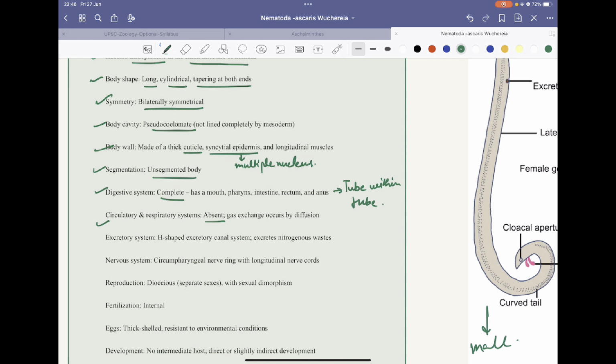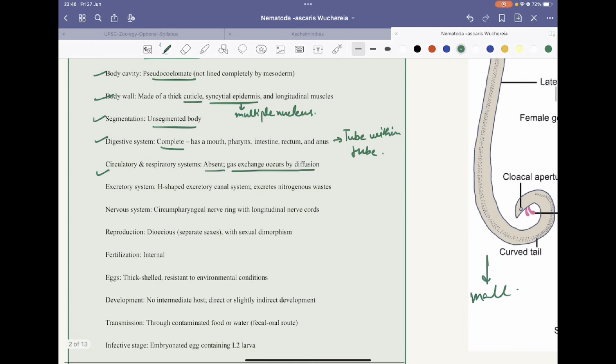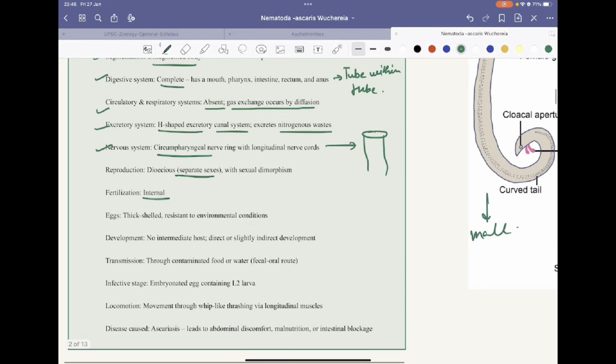There is absence of the respiratory system, so gas exchange is by diffusion. The excretory system contains an H-shaped excretory canal system and they excrete nitrogenous waste. In the nervous system, circumpharyngeal rings are present and there are nerve cords. In reproduction, they have sexual dimorphism, sexes are separate, and fertilization is internal.